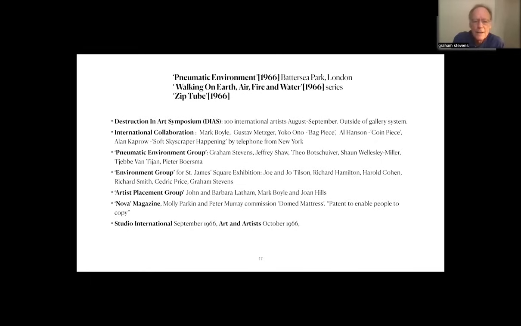Environment Group was another group of artists, a very well-established group, including Richard Hamilton and Harold Cohen, Joe and Joss Tilson, Richard Smith, and the architect Cedric Price. They had been invited, or were trying to promote, an Arts Council exhibition in St James's Square, outside the Arts Council building. We had several meetings about that, and I proposed one of the works I'd developed at the pneumatic environment called a zip tube.